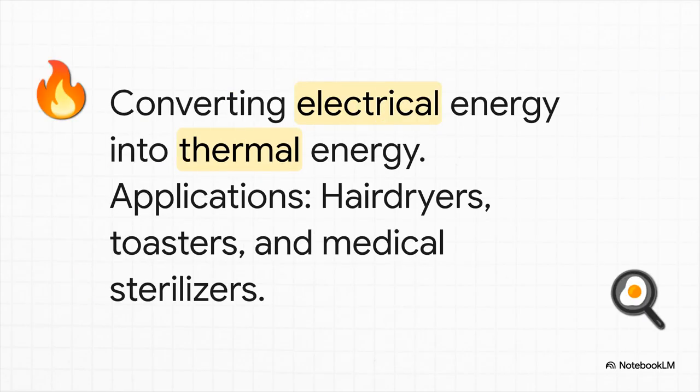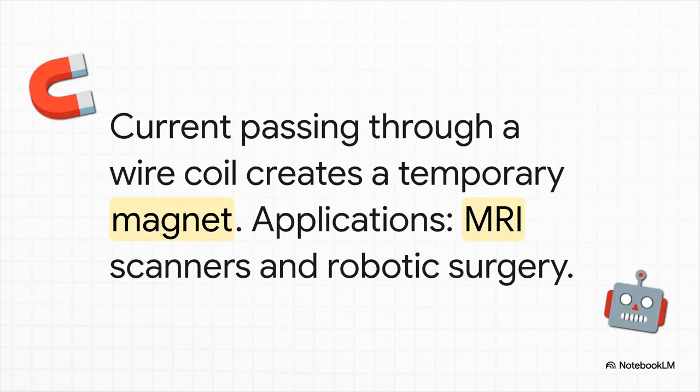Next up is the one you absolutely use every single day, the heating effect. Whenever a current flows through something with high resistance, it generates heat, a lot of heat. Think about the glowing wires in your toaster, your hairdryer, or even the massive autoclaves in hospitals that use superheated steam to sterilize equipment. And last, but definitely not least, is the incredible magnetic effect.